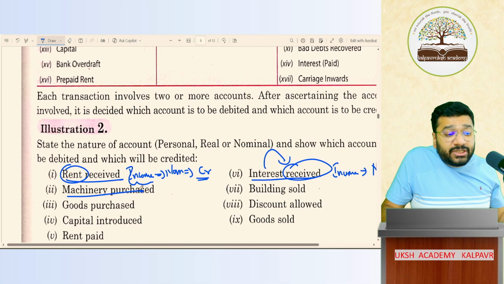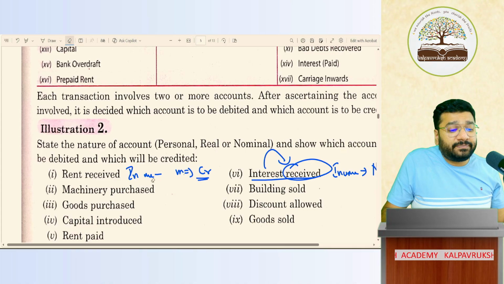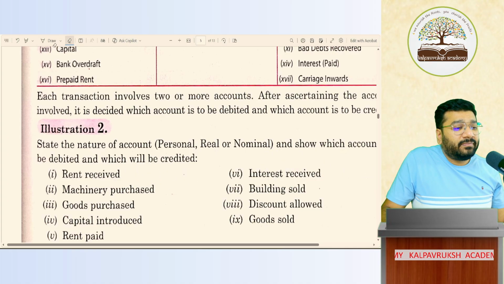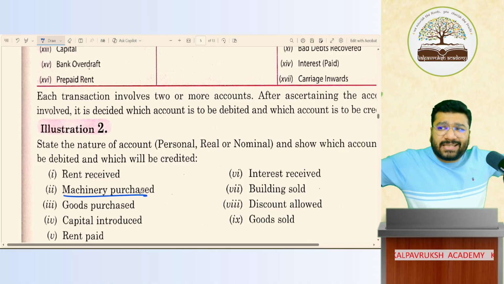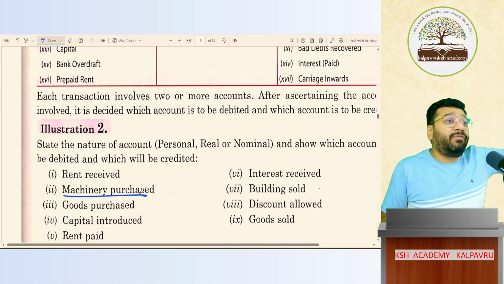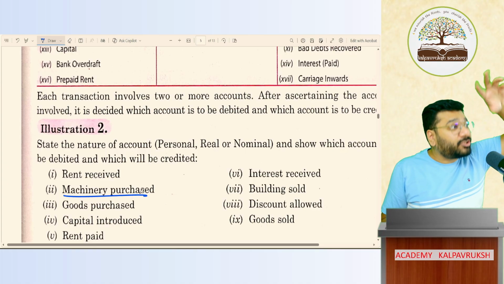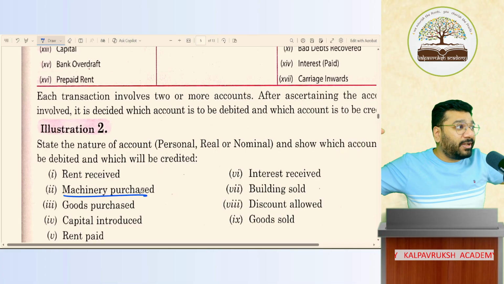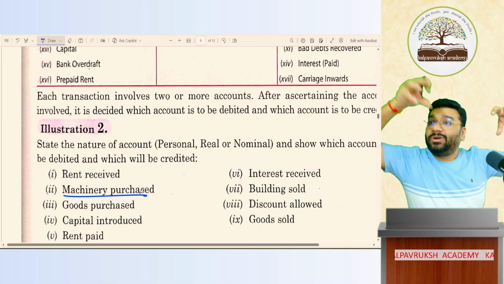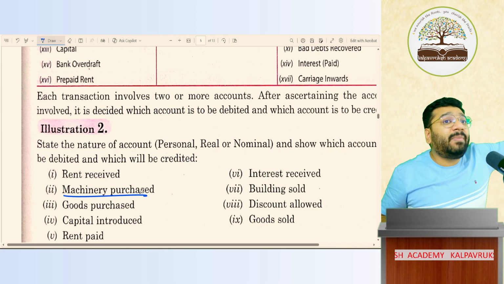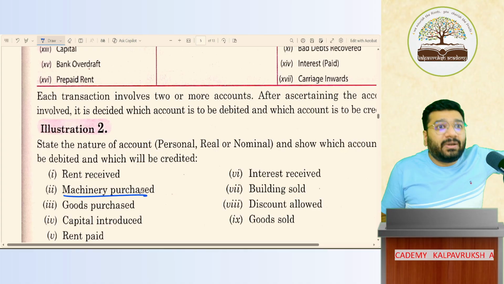Next, machinery purchased. Is this a full transaction or a part transaction? They've given only part of the information. They have not given the full transaction. The full transaction would be: the business purchased machinery for 2 lakh rupees from Ram on cash or on credit. Full data should be given, then I can say it's a complete transaction. Here I can say this is an account, this is debit, this is credit, multiple things. But they have taken only a part of the transaction.